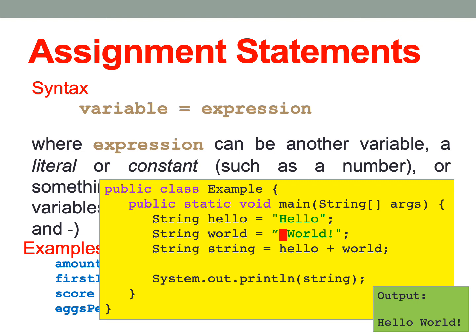The second way is by having the space as part of the variable world, so it becomes string world equal to space world. When you run this code, the output will be hello space world.